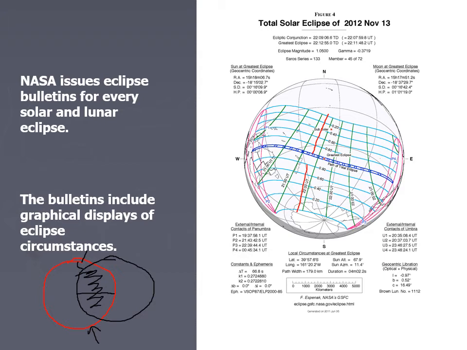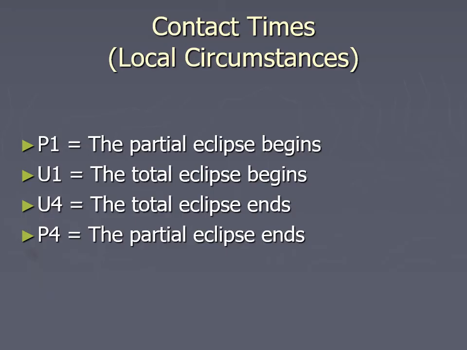So the other thing that the Eclipse Bulletin does for you is mark when the various events happen. Because as the moon moves by, you don't see it all at the same time everywhere along that path. There are different times here. We call P1 the time when the partial eclipse begins. U1 is when the total eclipse begins. U4 is when the total eclipse ends. Don't worry about what happened to U2 and U3.